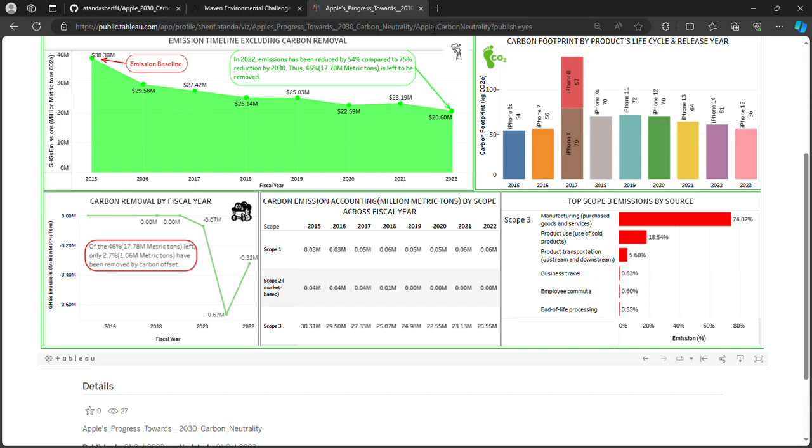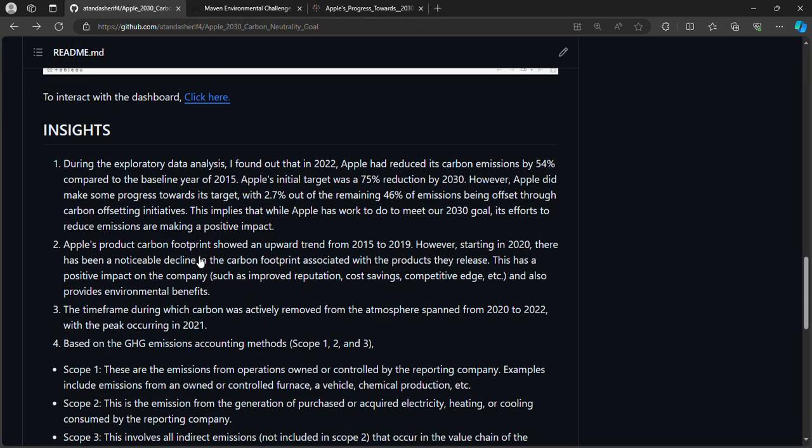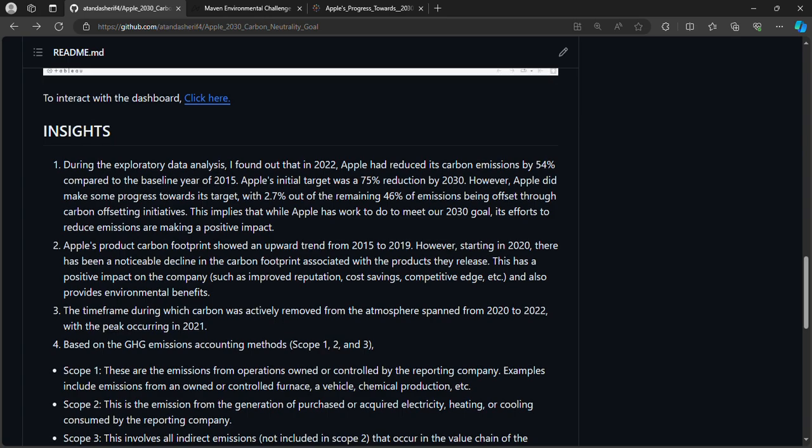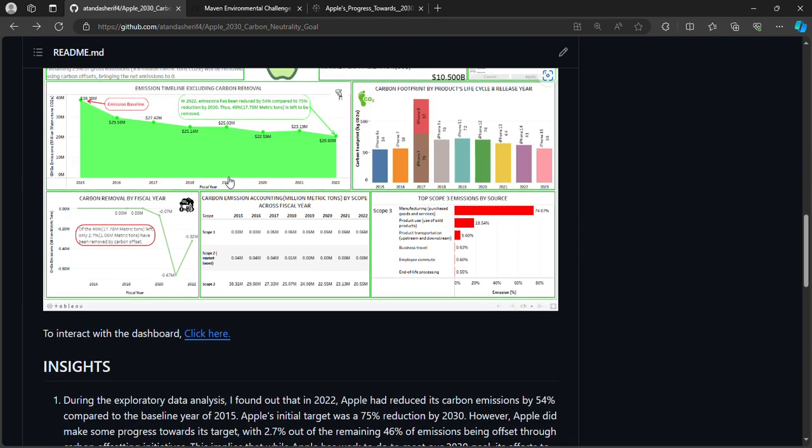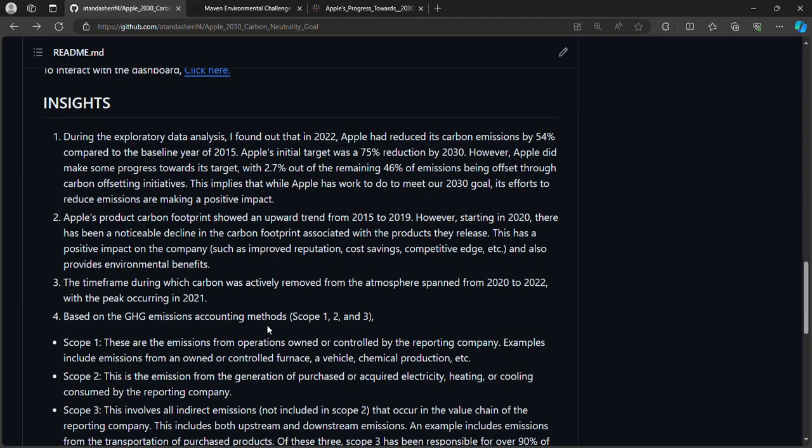So this is my explanation of the dashboard. Now to the insight. The insights I explained earlier are everything produced here in the dashboard, so I just reproduce them in words here.